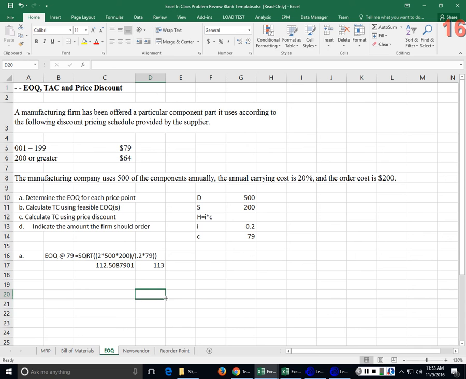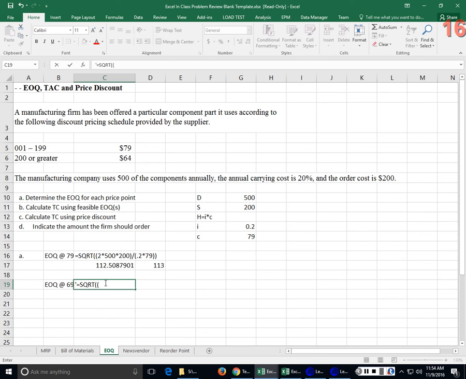All right. Let's do the EOQ for the $69. So can you read to me what that formula, it'll be the square root of what? You mean 64? Yeah, sorry. Oh, yep. I do. I'll fix it when we get done with the formula. Okay?